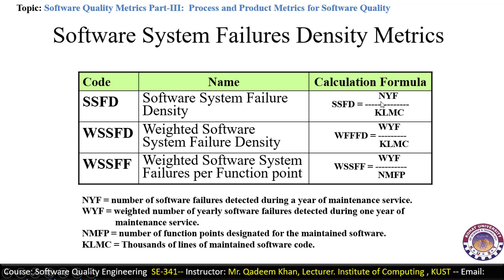Now, students, as you know, it will give us certain values. So you have to think about what should be the ideal value of these particular matrices. For example, SSFD, which is the software system failure density matrix, is equal to NYF divided by KLMC, while NYF is the number of failures detected during a year of maintained services.